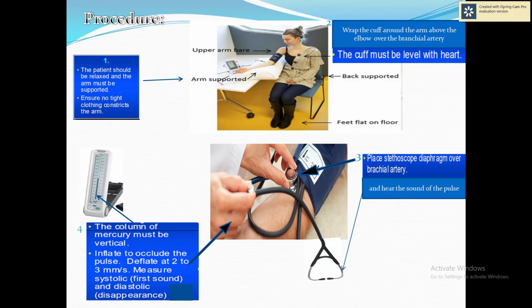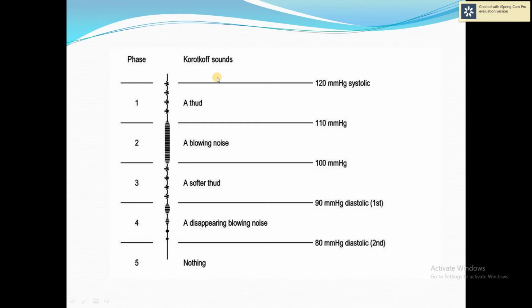The first sound which you'll hear will be the systolic pressure. As you can see, there are various sounds known as the Korotkoff sounds. The first sound you'll be hearing will be the systolic pressure, which will be around 120 mmHg. And then there will be variations in the sounds, a blowing noise, a soft thud, and then later, at the point of disappearance of the sound, the last sound you'll be hearing will be the diastolic pressure. At this point of time, you'll have to be very careful while listening to the pulses.